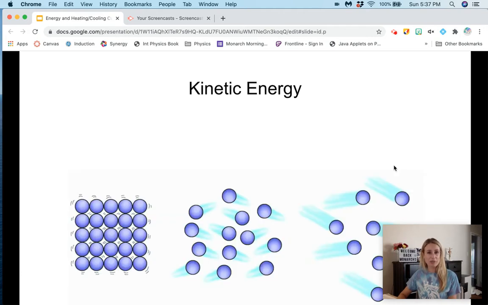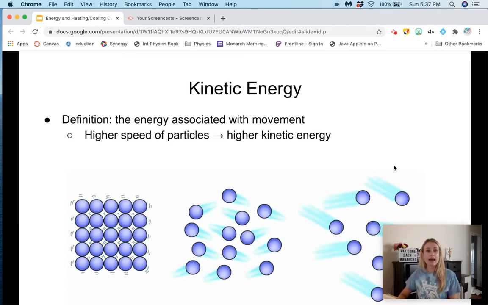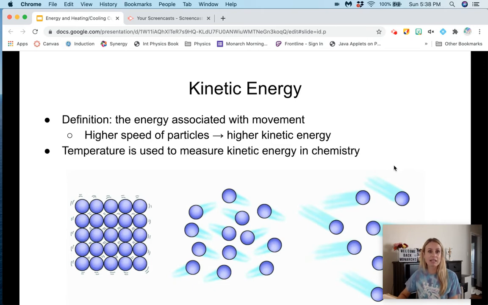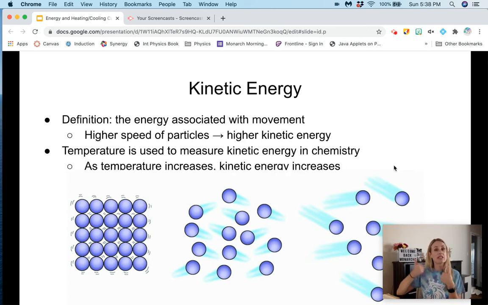So I mentioned this term kinetic energy. Kinetic energy is just the energy that's associated with movement. So really, the higher the speed of the particles, the higher the kinetic energy. In physics, this is very easy to measure because we can measure the velocity of something and then get its kinetic energy with a formula. In chemistry, it's a little bit harder because these particles are very, very small. So we measure kinetic energy in chemistry with temperature because we know as the temperature increases, the kinetic energy is also going to be increasing.